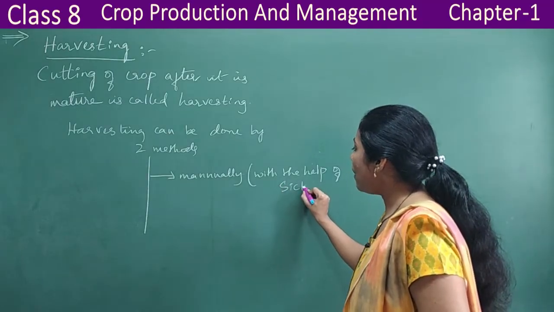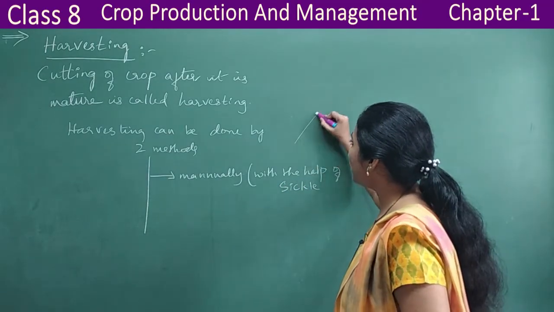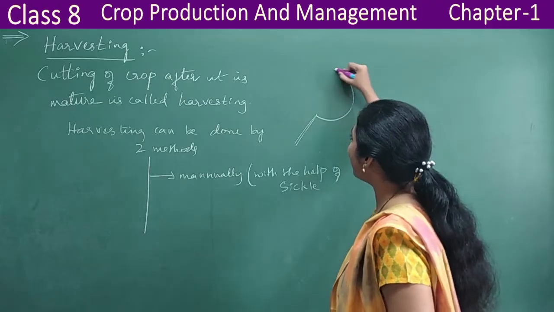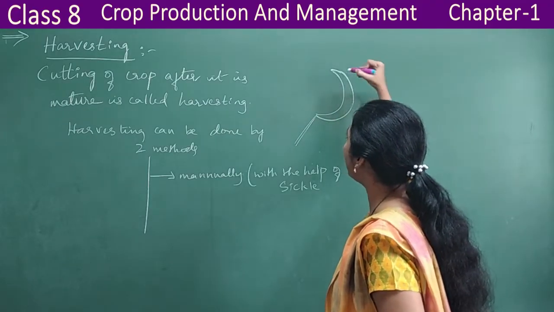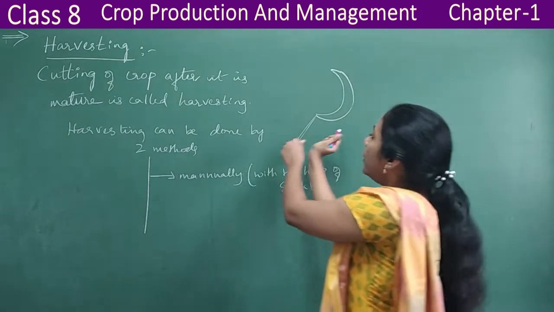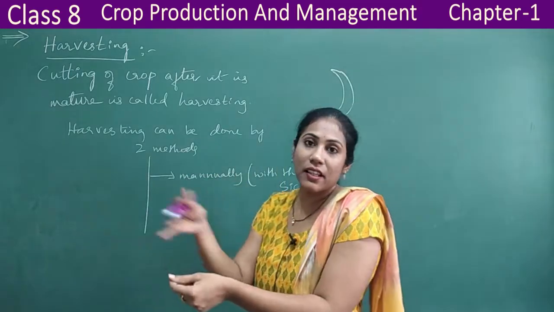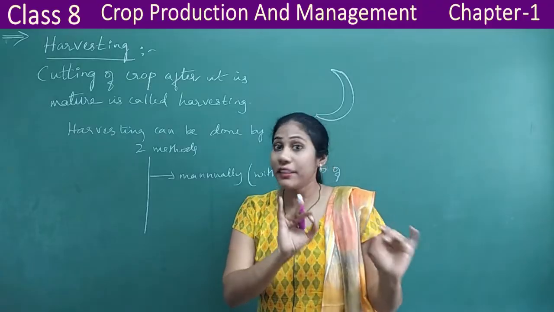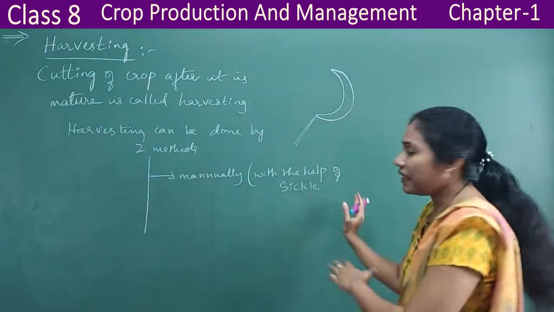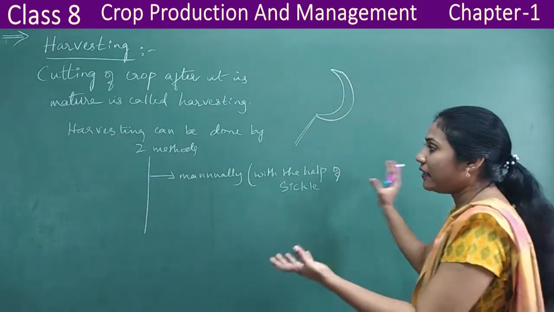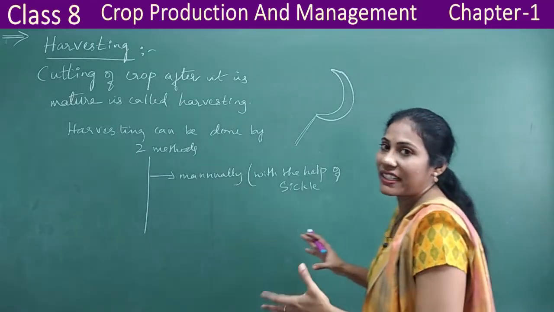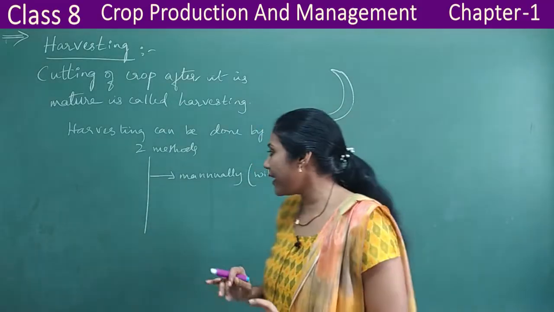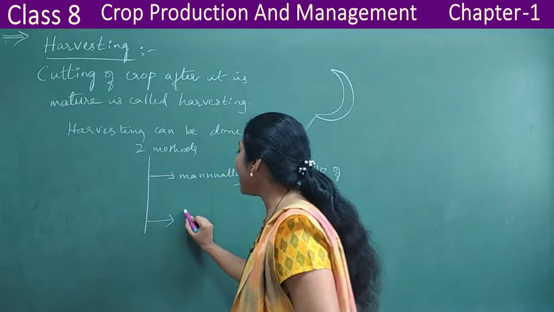Say, how does a sickle look like? It will have a wooden handle and a sharp knife in this particular shape. This is how we hold the sickle, and they keep cutting the plants. You must have observed this, right? In the rural areas, holding a sickle and cutting the plants. This is one way of harvesting, one way of cutting plants and collecting the seeds. Okay, the other way is using a harvester.